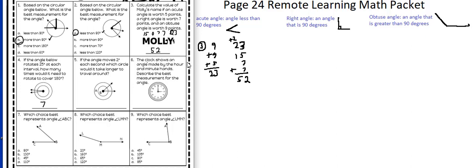Number 5. If the angle moves 2 degrees each second, which circle would it take longer to travel around? Well, if it's moving the same, then it'll cross those at the same times. So they would cross at the same time. Or they're the same. The clock shows an angle made by the hour and minutes hand. Describe the best measurement. All right, well, it looks like a box corner, so I would say a right angle.